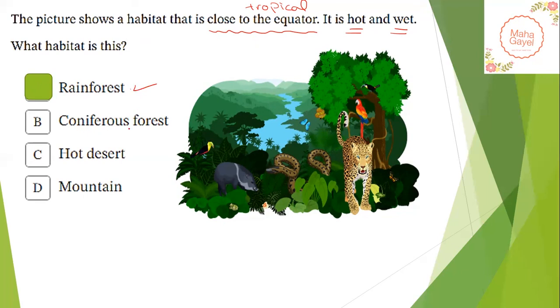Why not coniferous forest? No, the weather is cold. Hot desert, of course not, because the equator is hot, but it's not desert because there are lots and lots of water. Mountains also no, because mountains are not close to the equator.